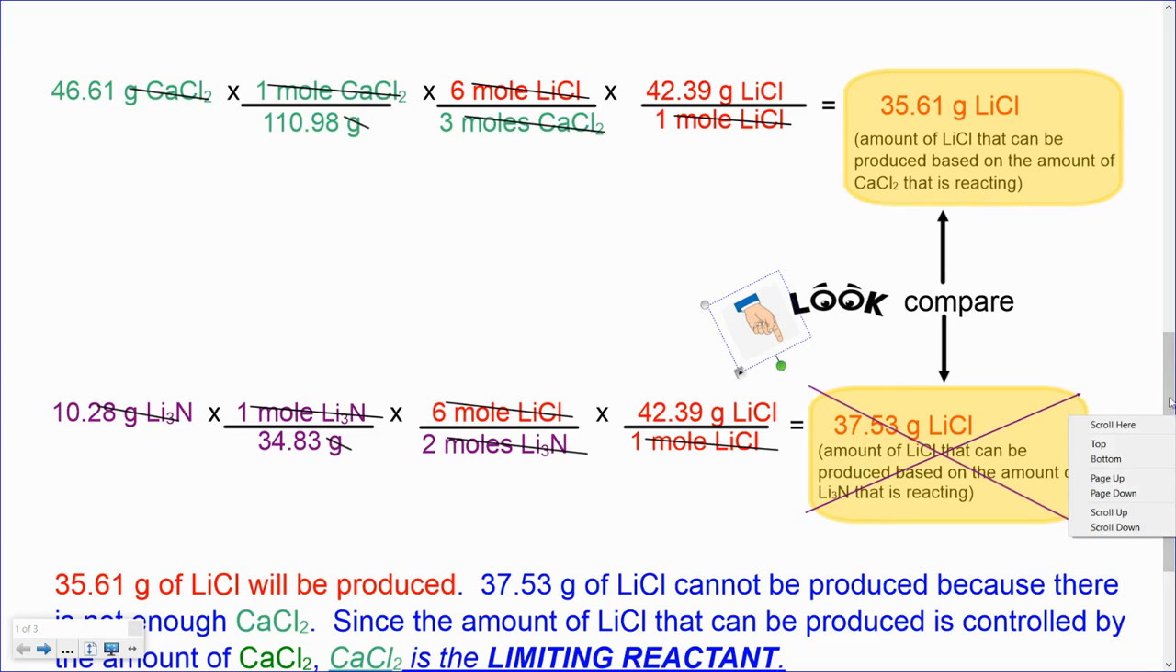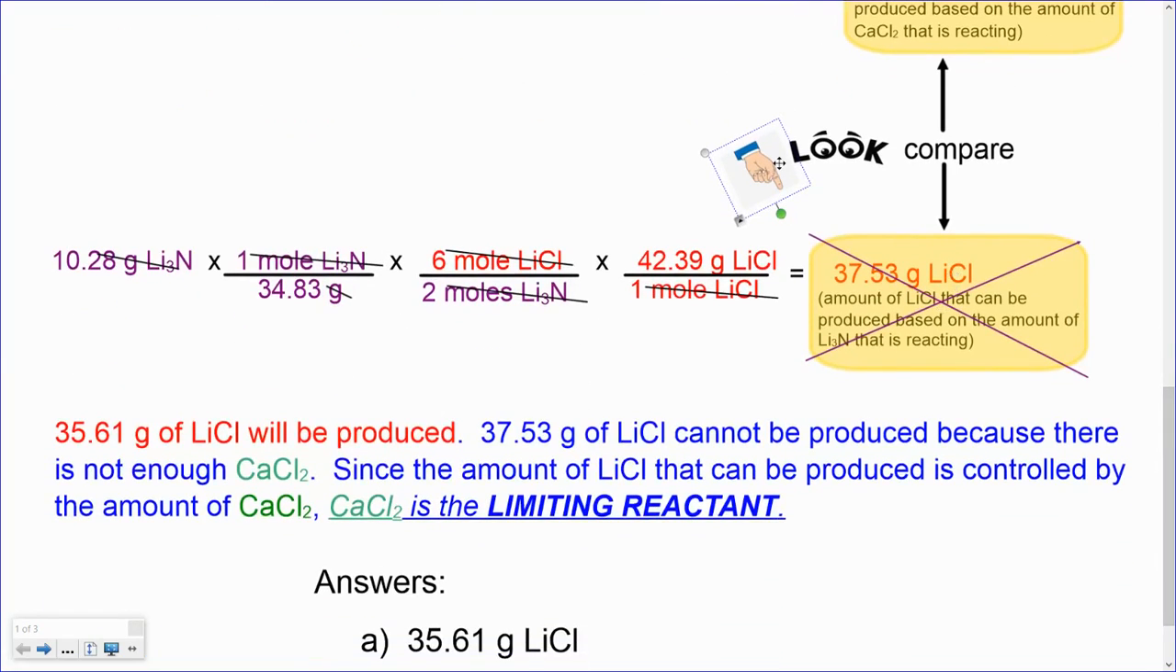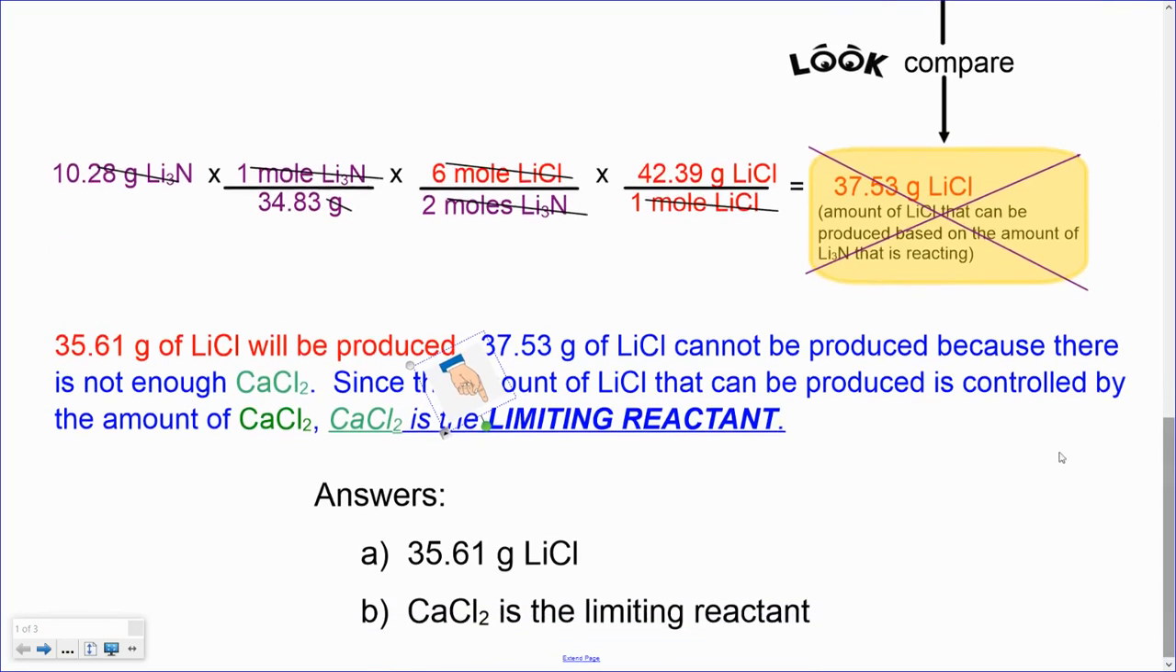So as I stated down here, 35.61 grams of lithium chloride will be produced. 37.53 grams of lithium chloride cannot be produced because there's not enough calcium chloride. Since the amount of lithium chloride that can be produced is controlled by the amount of calcium chloride, then we're going to call calcium chloride the limiting reactant because it is limiting the reaction. So to go back and answer the questions that are proposed, question part A, we're going to produce 35.61 grams of lithium chloride, and B was what is the limiting reactant? Well, the limiting reactant is calcium chloride.